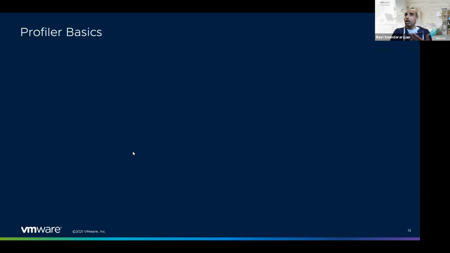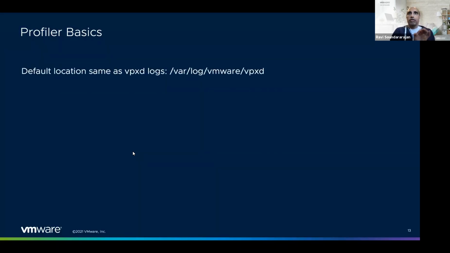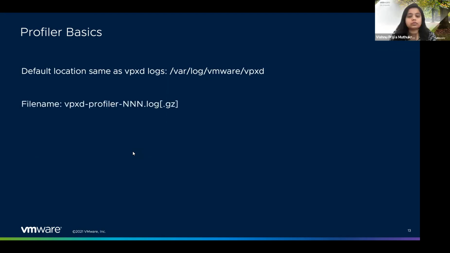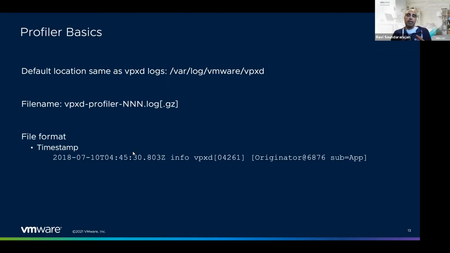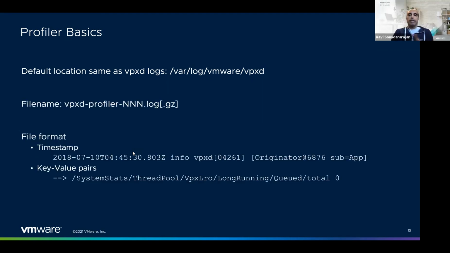Now, that's a simple UI way to know if you're hitting against these limits. Let's talk a little bit about how you might do this by looking at our log files. We have a log called the profiler log. It's in the same location as your vCenter VPXD logs, as I show you here. The name is VPXD profiler with a number after it. And the format is basically a timestamp, some additional metadata, and then a bunch of key value pairs, as I show you here.